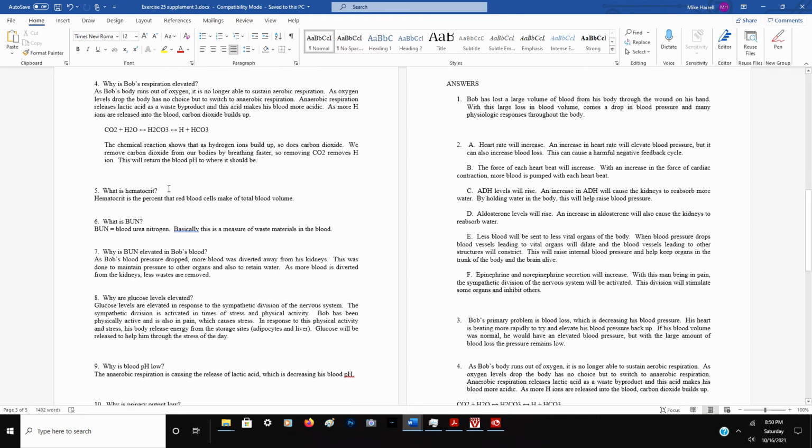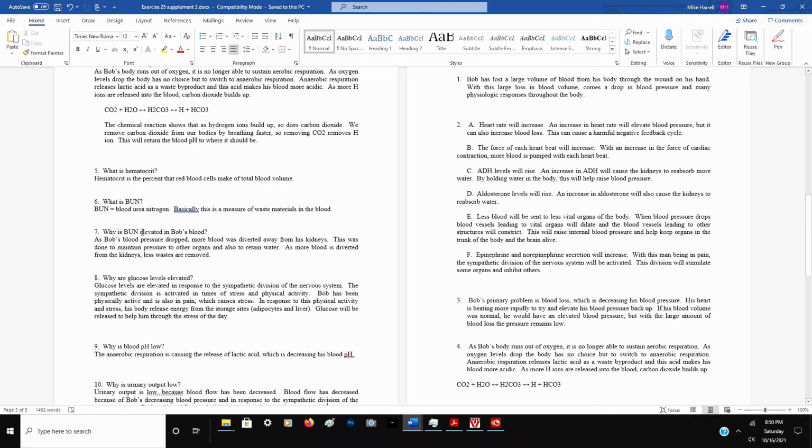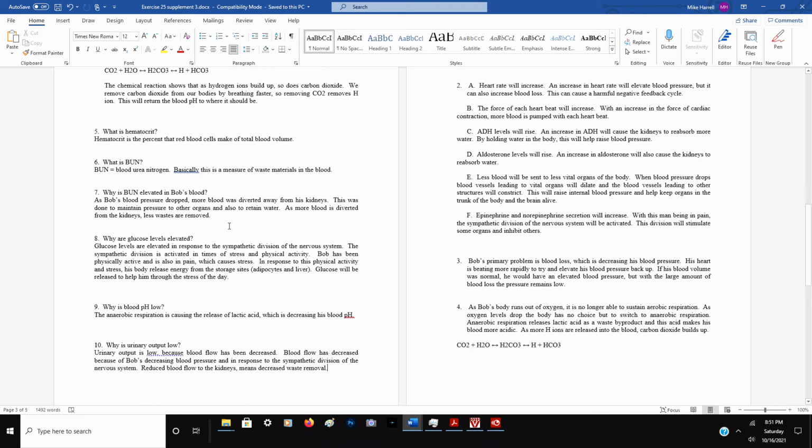Number 5, what is hematocrit? Again, that's the percent, not just a number, but always the percent that red blood cells make of your total blood volume. That should be around 45%. That's right where Bob was at. What was that BUN we heard about? It's a little abbreviation for blood urea nitrogen. What it is basically is a measure of how much waste material's in your blood. So it gives you an idea of the waste concentrations floating around in the plasma.